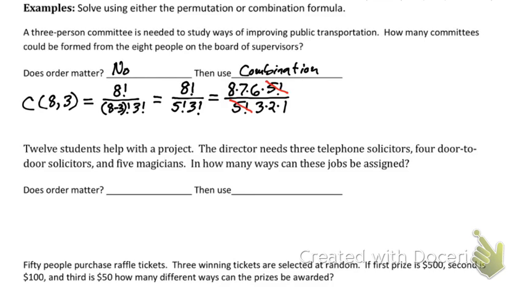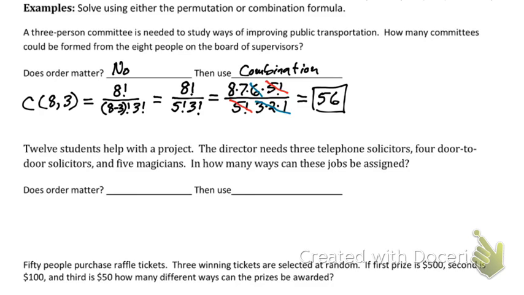Well, there's a 6 right there. So we can cancel out our 3 times 2 times 1, really, because that's all 6. And our whole answer is 8 times 7, which is going to equal 56.